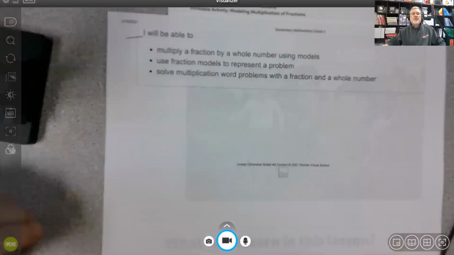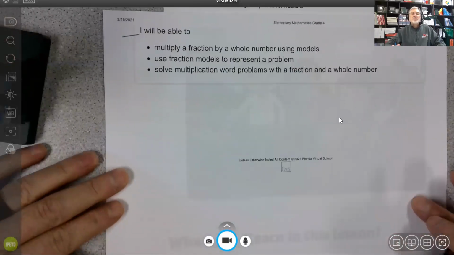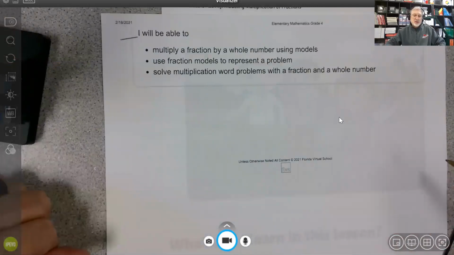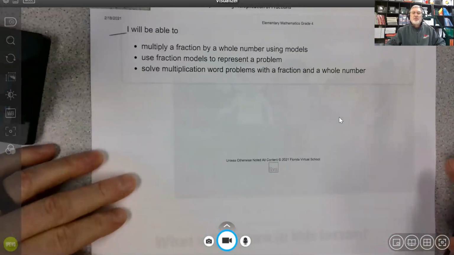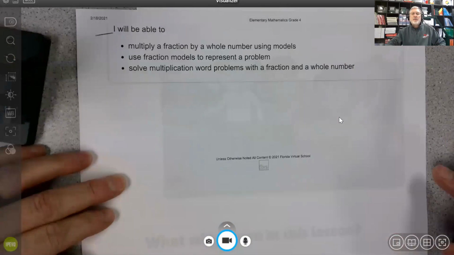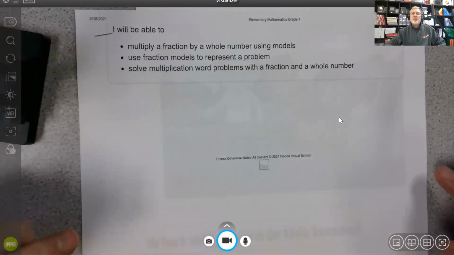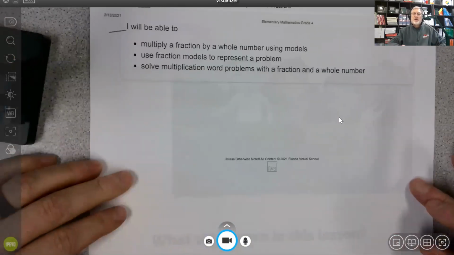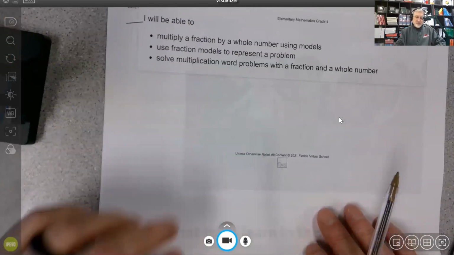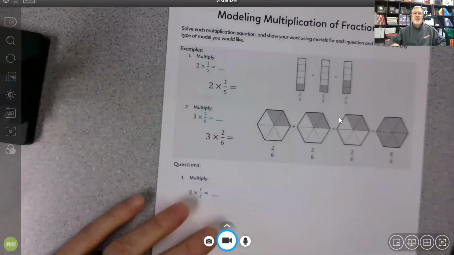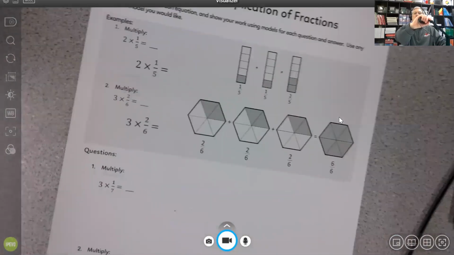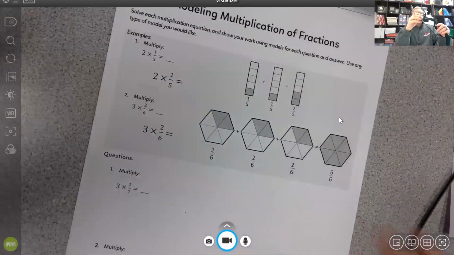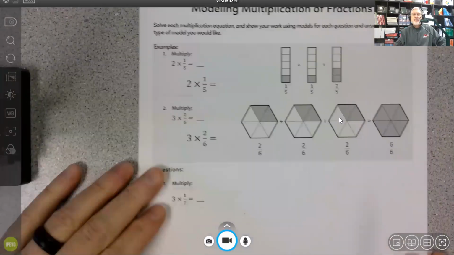Okay, so we have three learning targets. First one is I will be able to multiply a fraction by a whole number using models. I will be able to use fraction models to represent a problem, and I will be able to solve multiplication word problems with a fraction and a whole number. So in this lesson, we're going to be learning basically how to solve a whole number times a fraction by using modeling, okay?